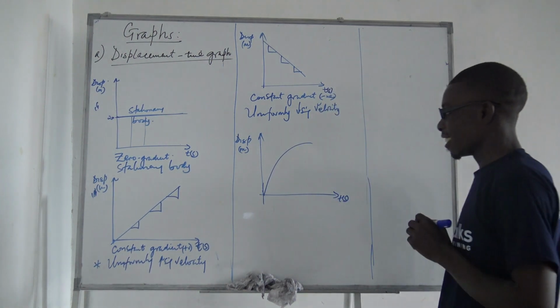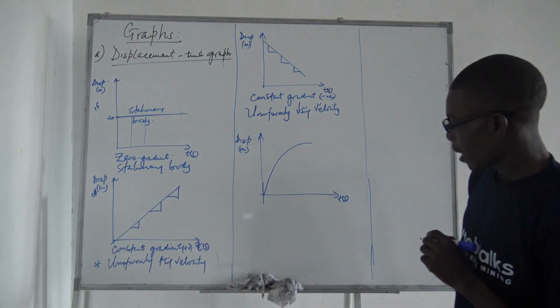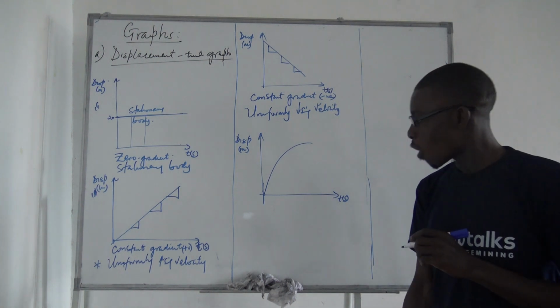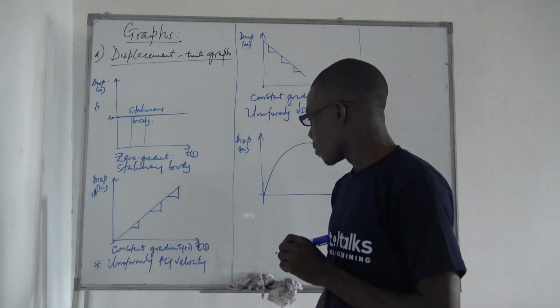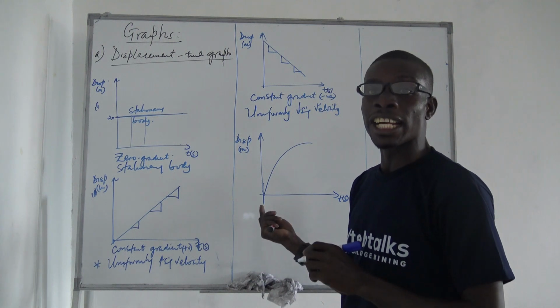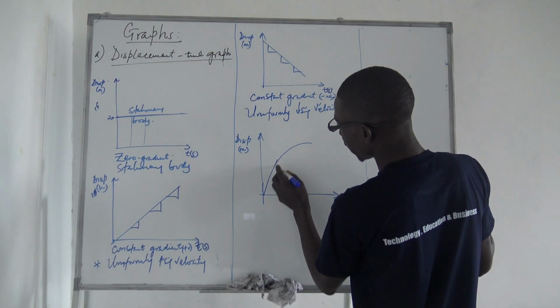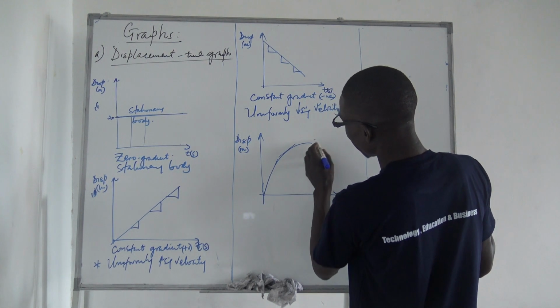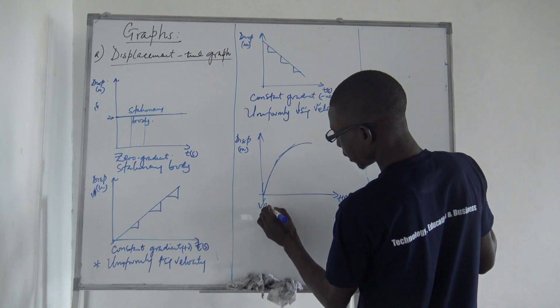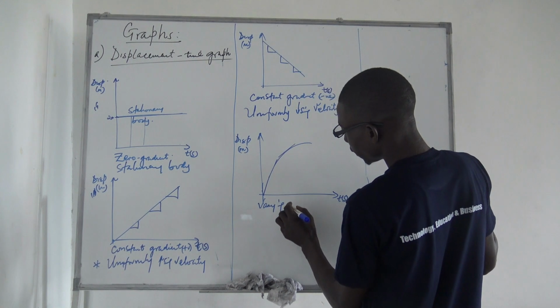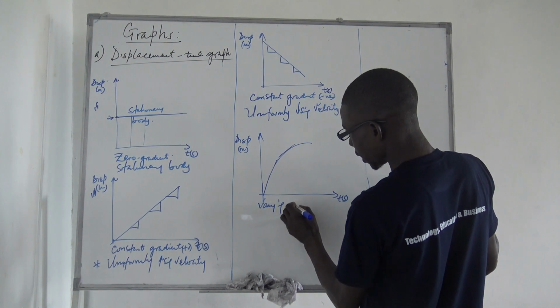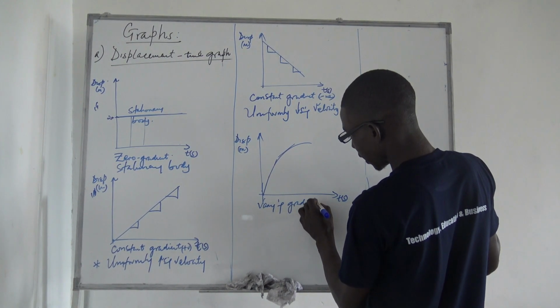Look at that, very interesting. What is that one now for? What do you think that one will be? This one is a varying gradient. Okay? This is a varying gradient, and the gradient here is different from the gradient here. This is a varying positive gradient.